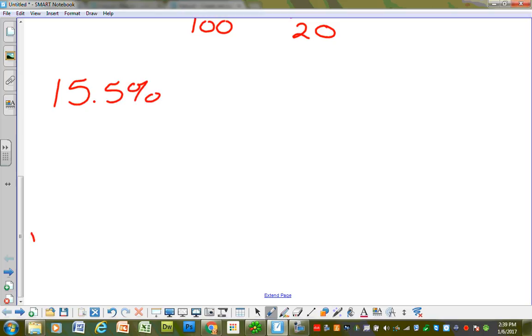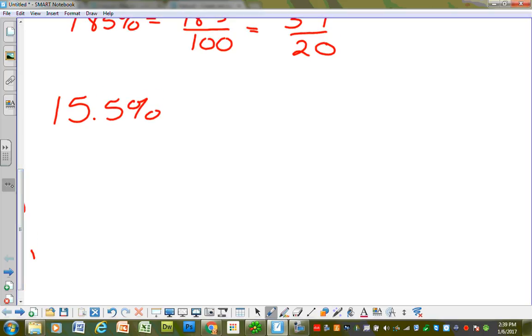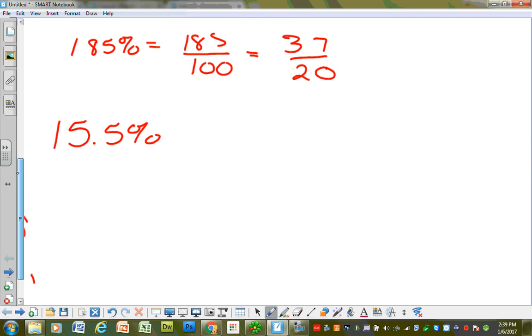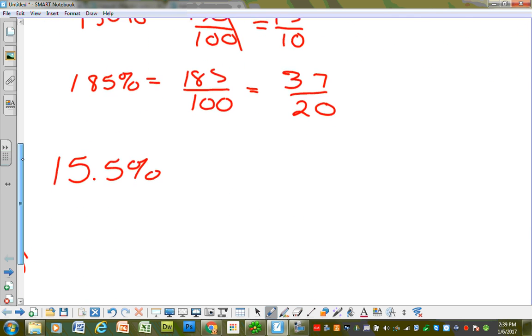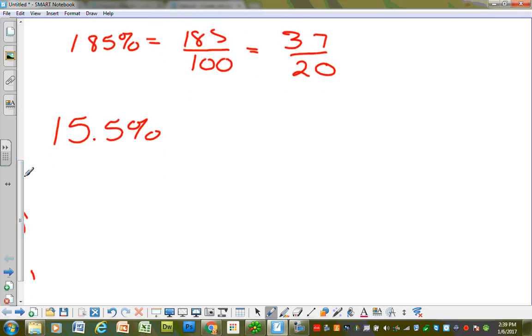Now, if I go back to my directions here. Put it over 100. And then what? Reduce. Well, we're going to have to add a step here. So let's do that. 15.5 over 100. The problem is I can't have a decimal in the middle of a fraction. No, I'm not going to round it because I want the exact answer. What could I do with that decimal on the top?